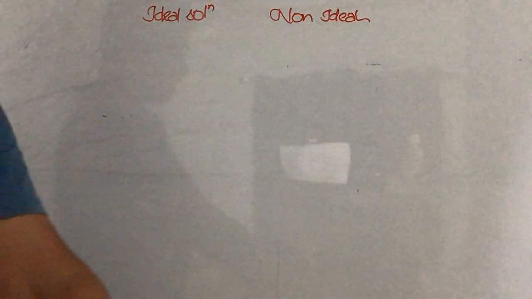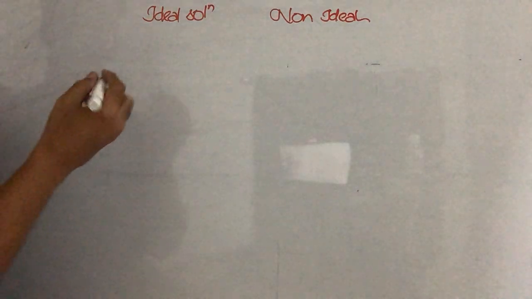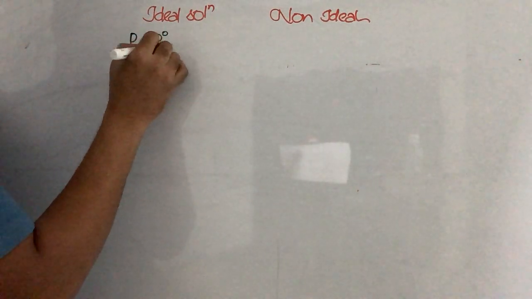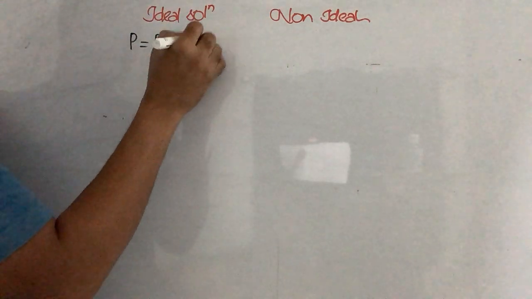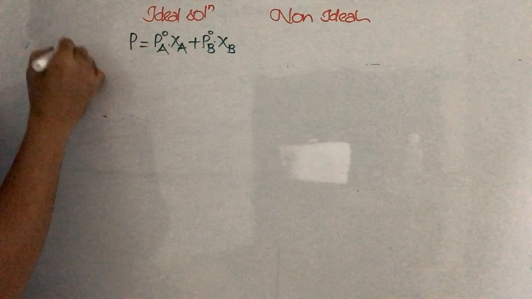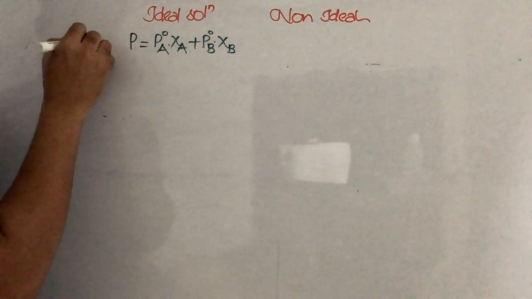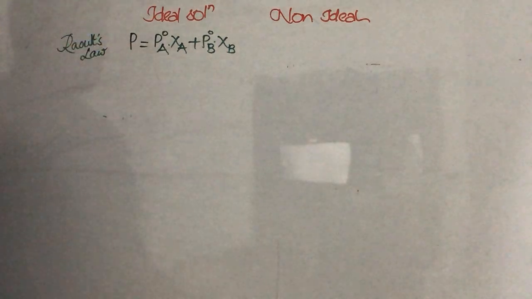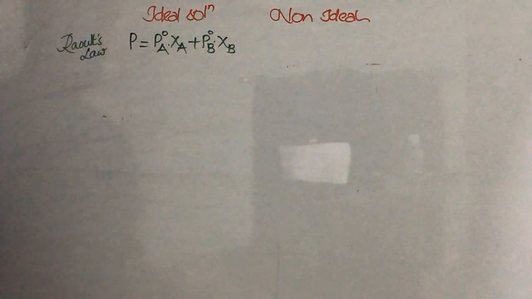Ideal solution means P is equal to P0A XA plus P0B XB. When you are mixing both of them, it follows Raoult's law as it is. This is called Raoult's law, and Raoult's law is completely followed. P is equal to P0A XA plus P0B XB.